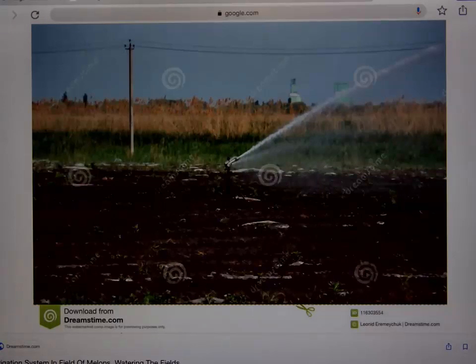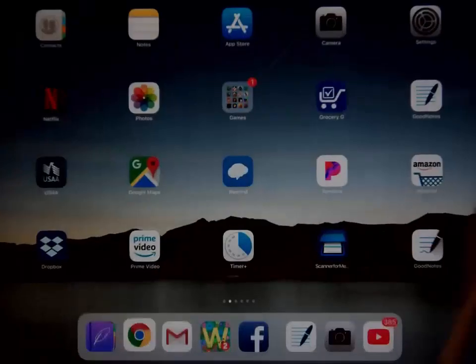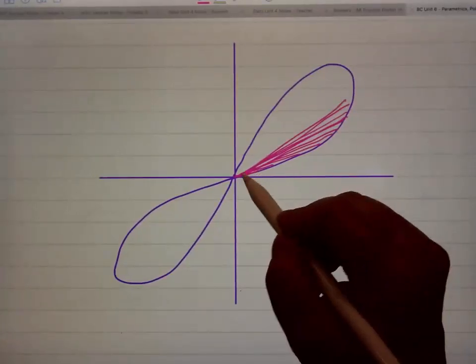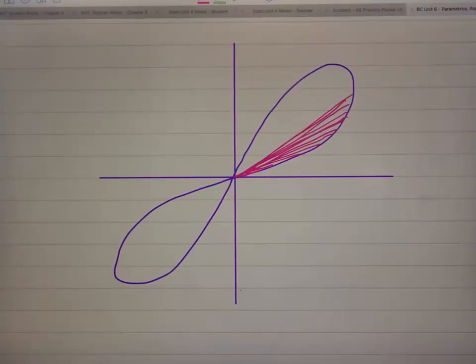That visual image really helps to make this make sense as we do the math that goes with it. So when you go back to here, think of these as the water that falls from the sprinkler straight down from when it hits, all the way around. This is how we calculate area in polar.